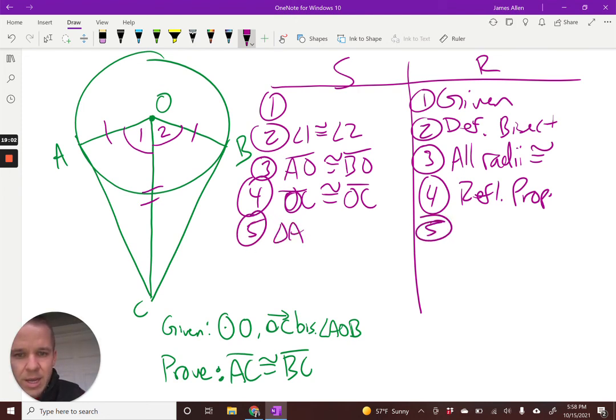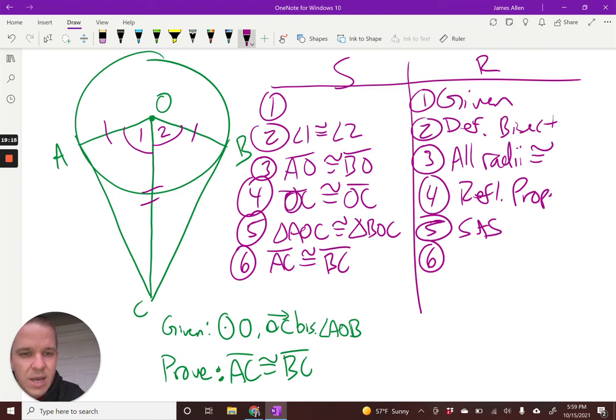So I've got triangle AOC is congruent to triangle BOC. That is side angle side. And lastly, step 6, AC is congruent to BC, and that is CPCTC.